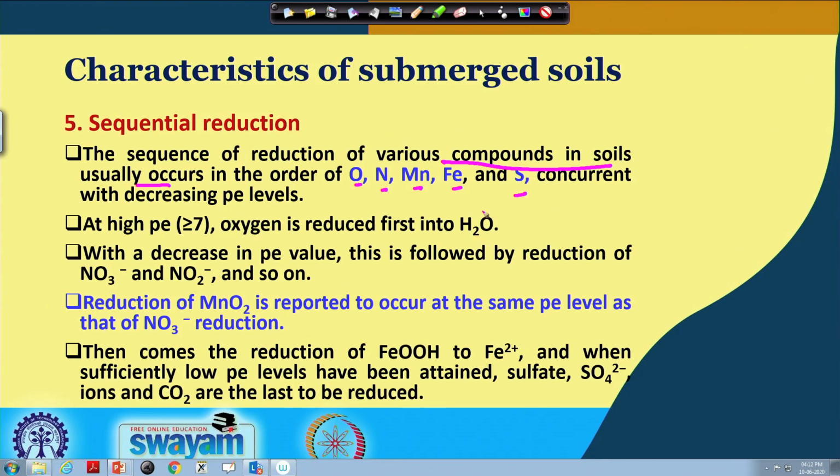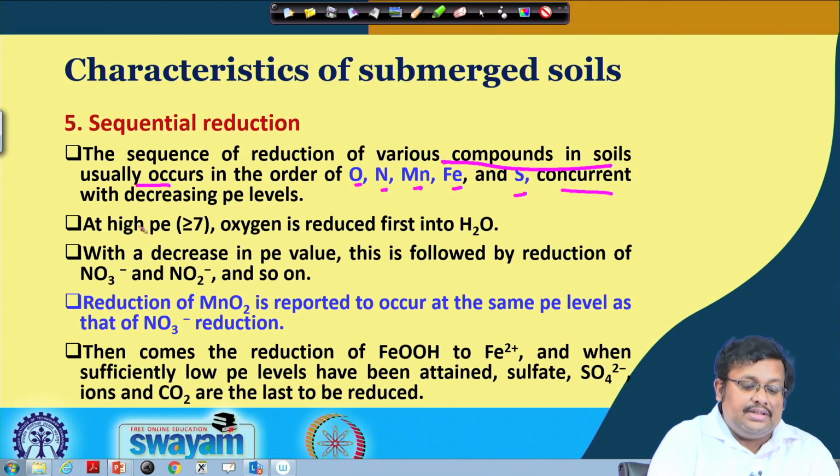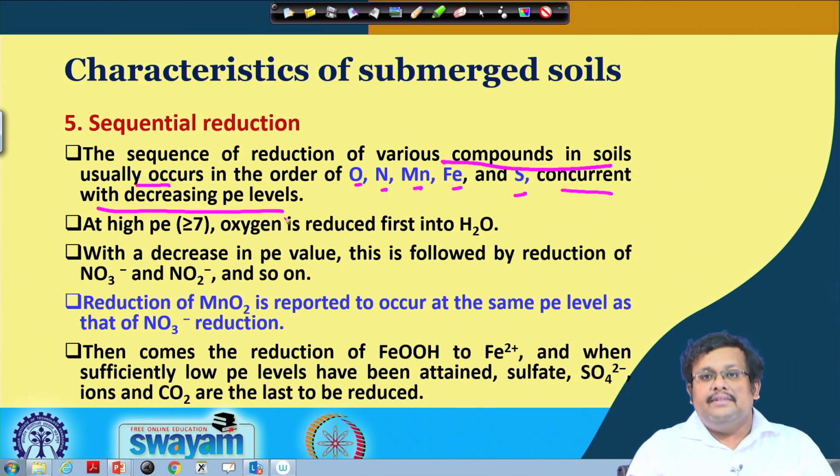Now, you know that the sequence of the reduction, as you can see in this slide, of various compounds in soil usually occurs in the order of oxygen, nitrogen, manganese, iron and sulfur. So, always oxygen is reduced first, followed by nitrogen, then manganese, then iron, then sulfur, and this order is concurrent with decreasing pE levels. So, obviously the pE will be highest in the case of oxygen, followed by nitrogen and then manganese and then iron and sulfur and so on and so forth.